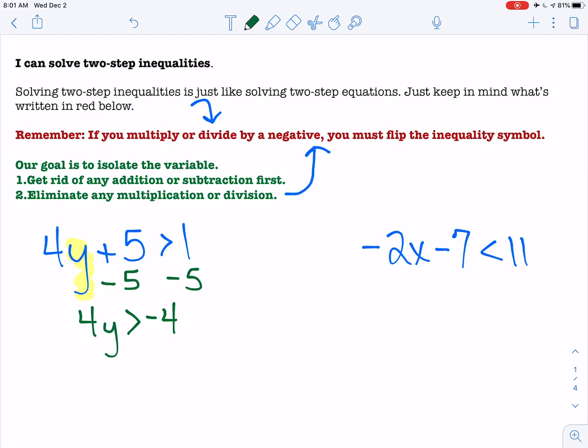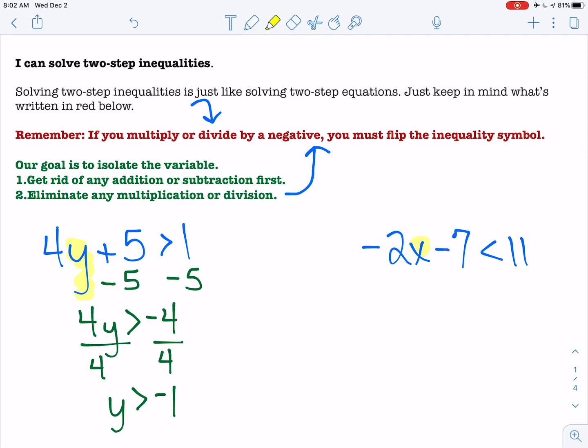Now I'm going to look to eliminate any multiplication or division. I have a 4 that's being multiplied by y. So to undo multiplication, I use division. So 4 divided by 4 makes 1. It just leaves me with y by itself. I'm going to keep my inequality symbol because I divided by a positive, and it's fine to divide by a positive. Negative 4 divided by positive 4 is negative 1. That's all there is to solving that inequality. So y would have to be greater than negative 1. So it could be 0, it could be 1, it could be 2, it could be anything that's larger than negative 1. Let's go over here to this problem on the right.